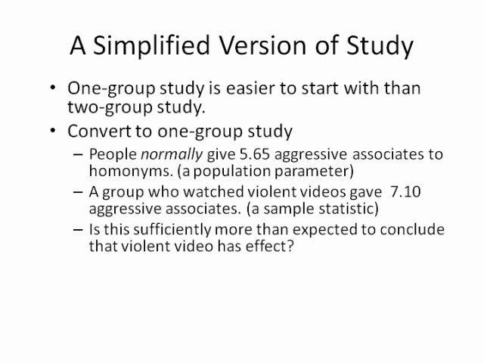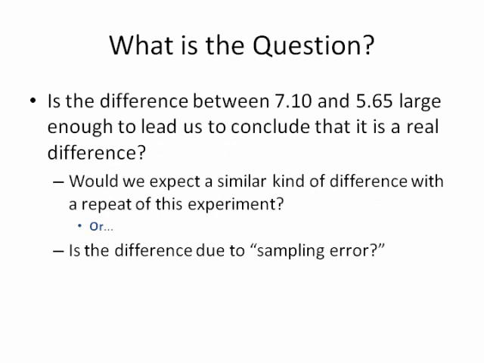Then we brought in a group who watched violent videos, and they gave 7.10 aggressive associates. That's a sample statistic, not a population parameter. Here we're talking about our individual data set and the results that we receive from our individual sample. Now we want to see, is this sufficiently more than expected to conclude that the video had an effect?